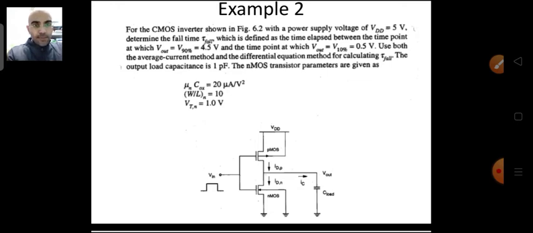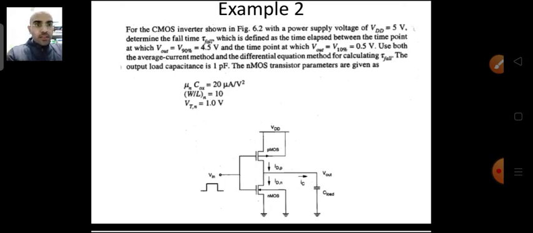Same things. The only thing is we have to find in which region our transistors are working. You can find any transition time which is asked in the numerical, using the equations and the method we saw in the last example. So here T fall is asked, and you can find that as well, using both the average current method and the differential equation method. The output load capacitance is 1 picofarad.